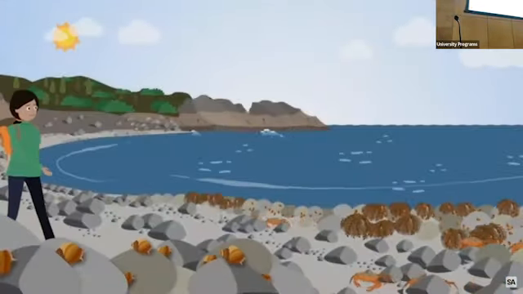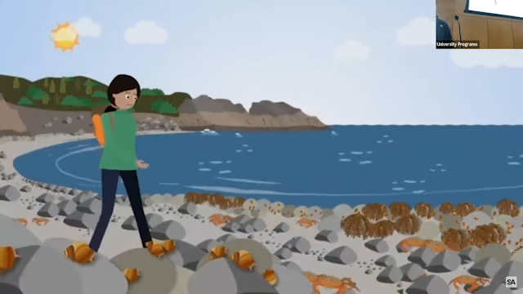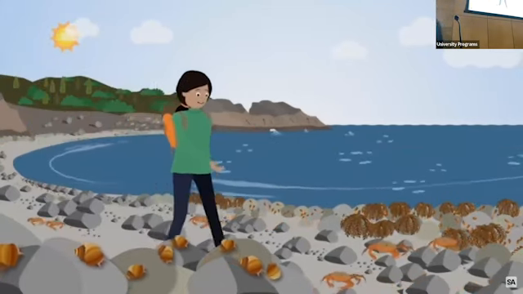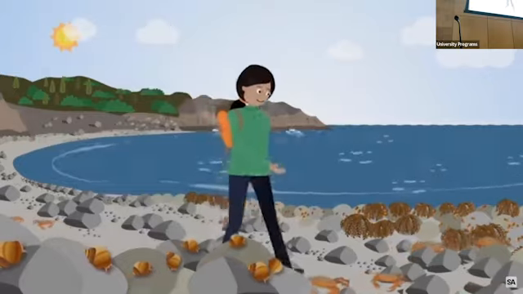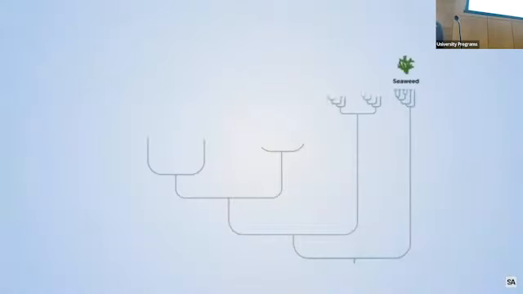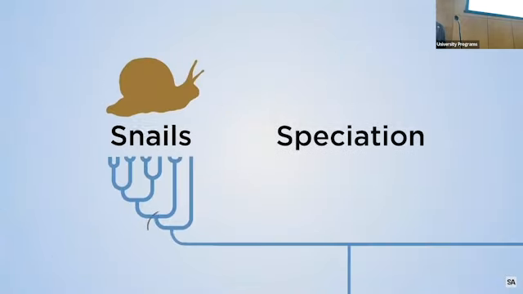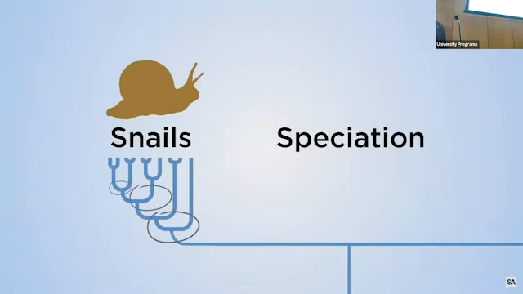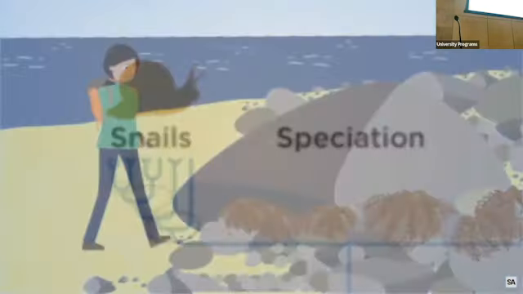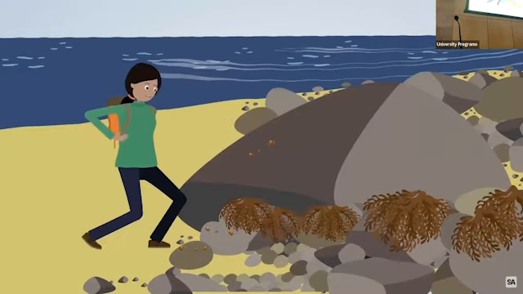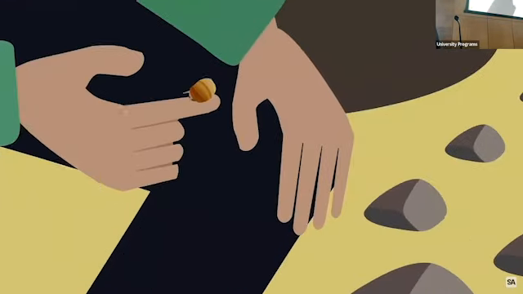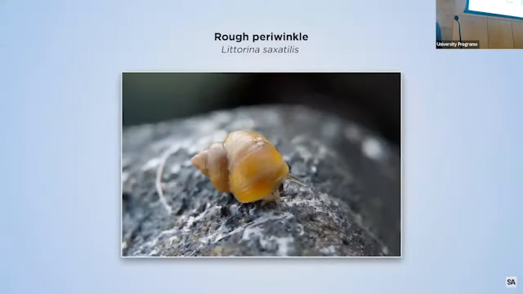Have you ever wondered where the enormous diversity of animals and plants come from, or how one species diverges to form two new species? The answer is speciation. Speciation is the splitting process that generates biological diversity. How does speciation happen? Although not yet fully understood, rough periwinkles, Littorina saxatilis, show us how speciation might happen.